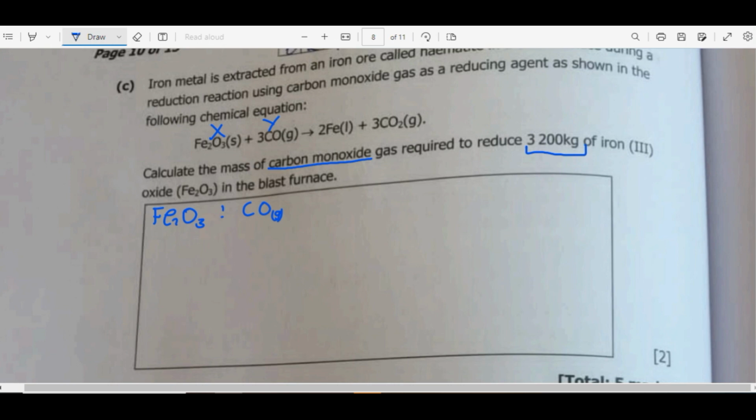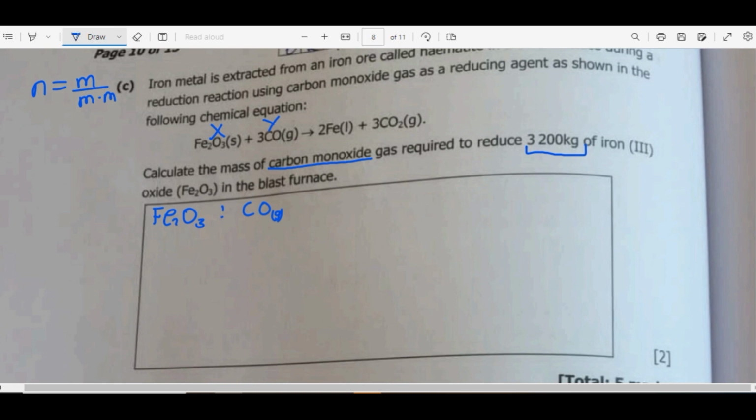What is the mass of iron 3 oxide? It is 3,200 kilograms. Now let me make a statement here. Whenever you are given a mass and you want to use that mass to find another mass, you can calculate in grams or in kilograms. The only exception is that you are supposed to use mass in grams if you are calculating the number of moles using this formula. Whenever you are using this formula, the mass should always be in grams.